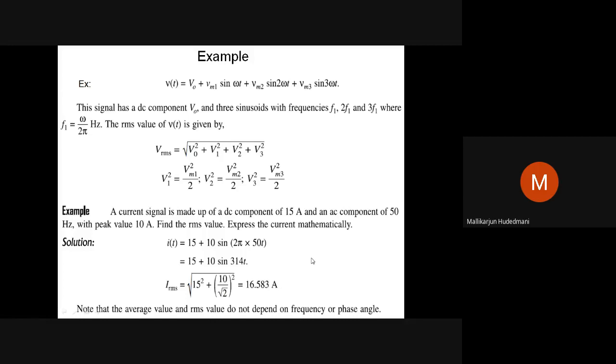What is the RMS value of this current? Again, go back. What is the RMS value of the components? Square of the DC component, 15 square. Correct? Then you can see the RMS value of this square is nothing but peak square divided by 2. You can see the peak is 10, so 10 square divided by 2, which is nothing but peak divided by root 2 squared. What does this peak divided by root 2 refer to? The RMS value of the individual wave, squared inside. This is the logic.